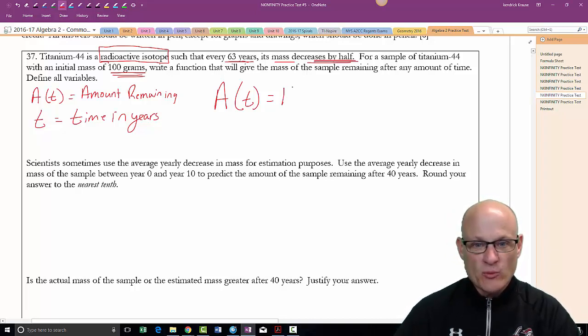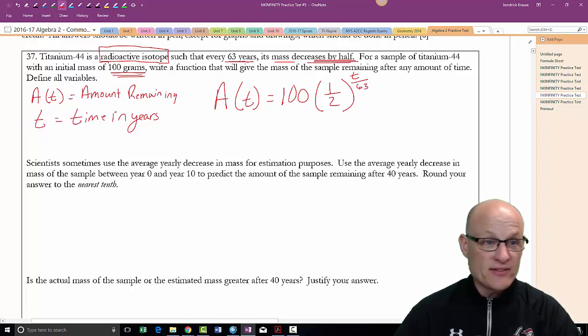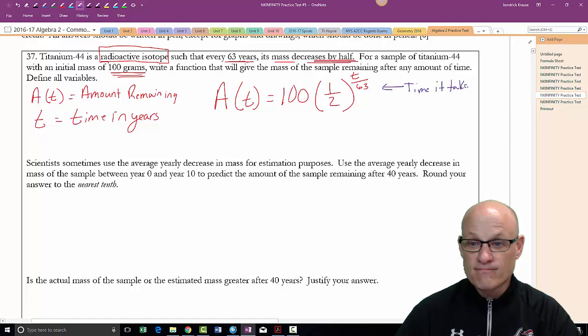You start out with, what are we going to start with? It's a half-life, and everybody struggles with the exponent. If it did a half-life every year, so if it was cut in half every year, I would just put t here. If every 63 years, I would divide by 63. Now, this denominator is always going to be the time it takes for half-life.